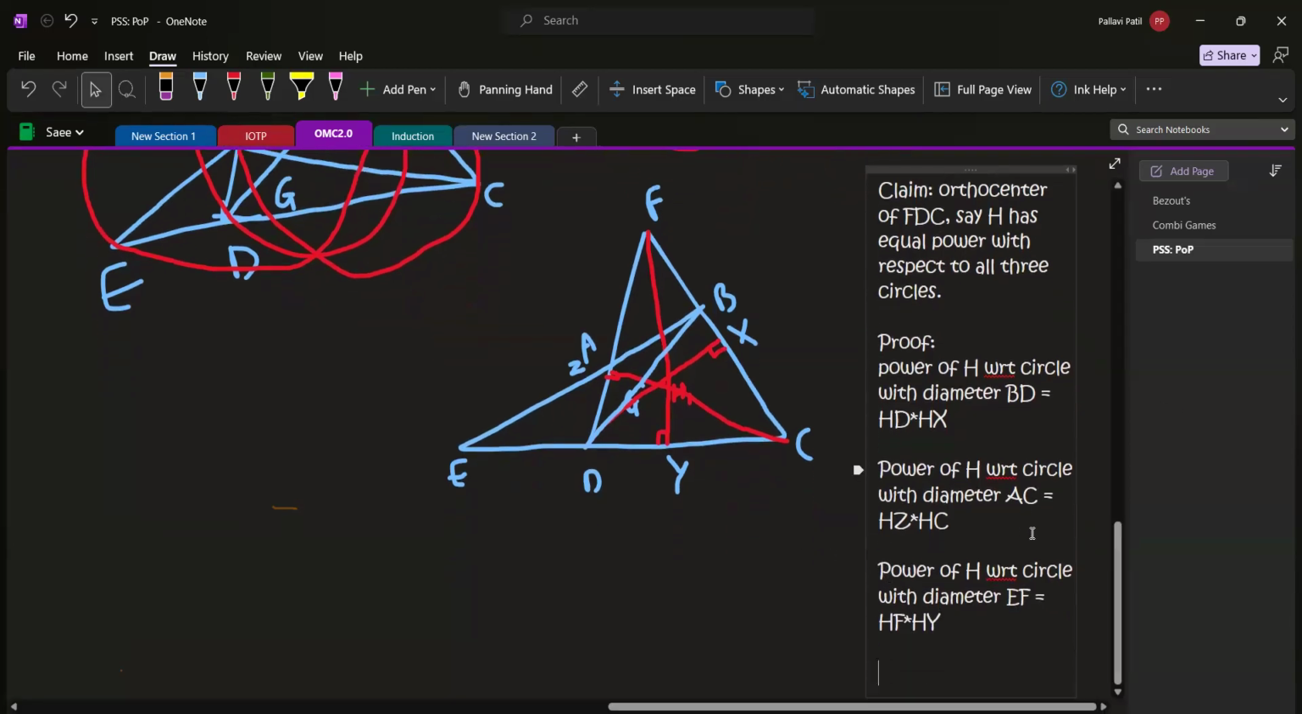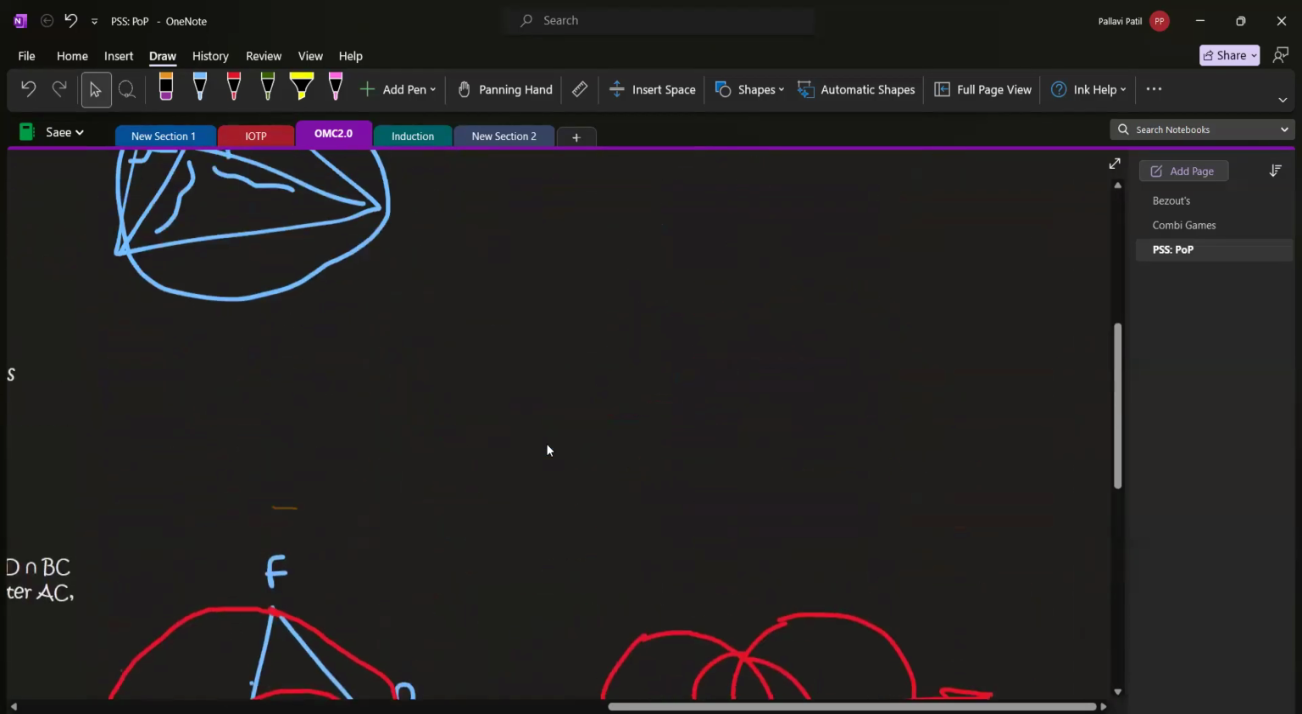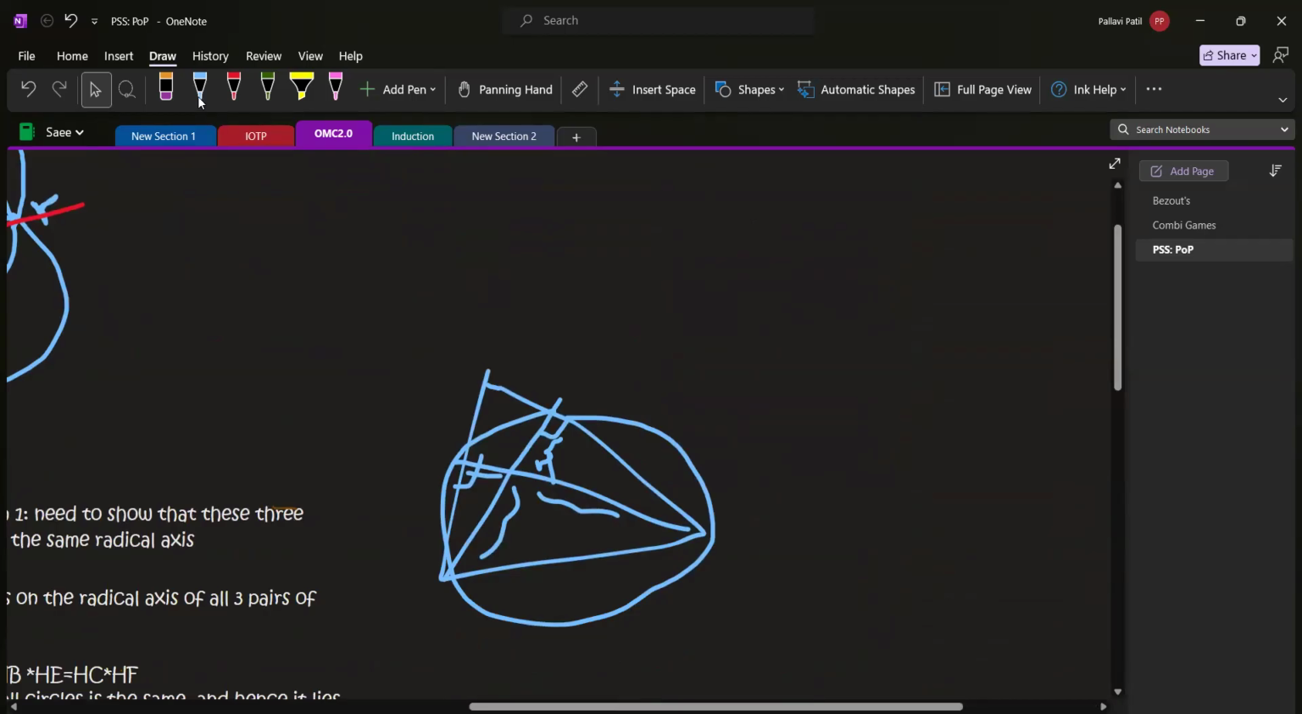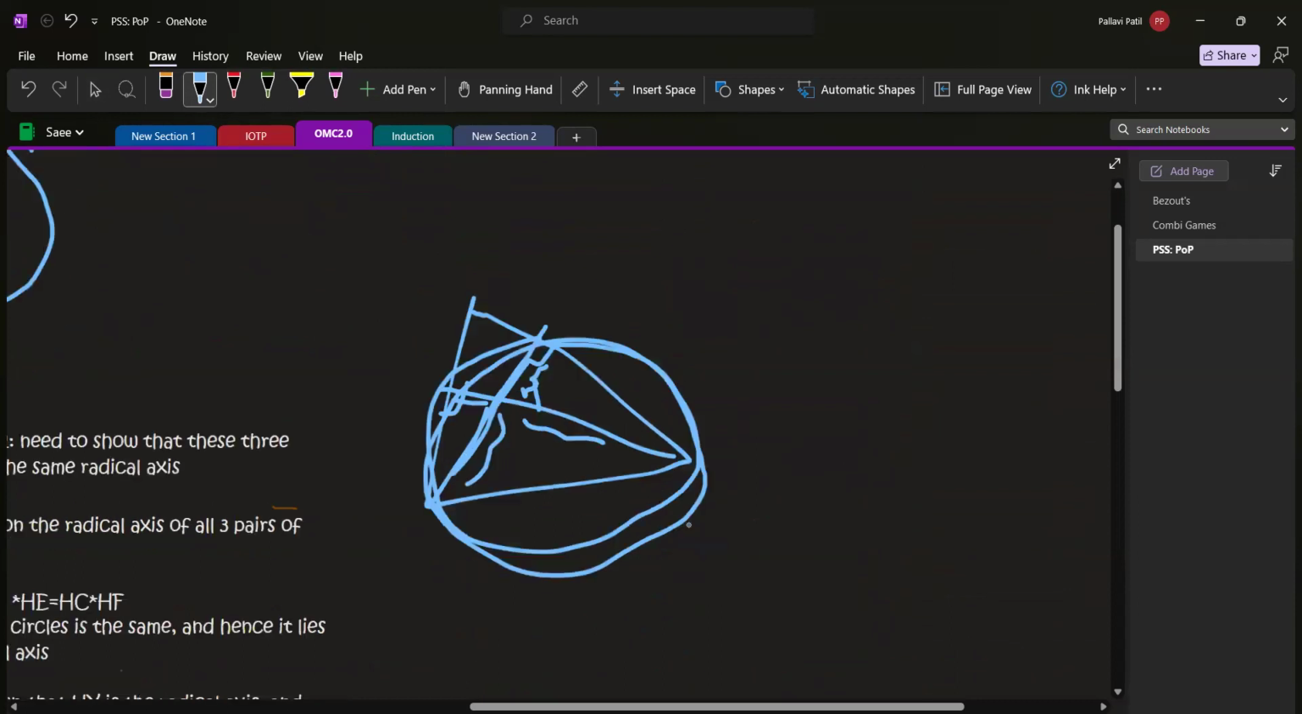And now what do we know? We know that since H is the orthocenter, HF into HY is the same as HX into HD. It's the same as HZ into HC. We know that all these three quantities are equal. That's because of the cyclic quadrilateral property, because of this property that we consider. If H is the orthocenter, and you consider this circle, then we know this is the center.